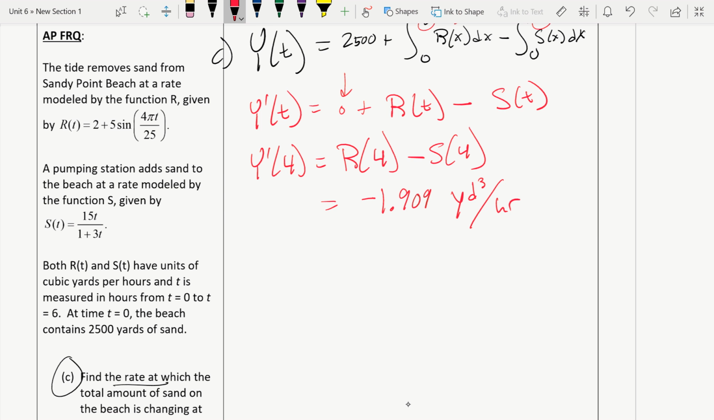You might think to yourself, Mr. Doolin, why did I have to derive the amount? I already knew the rates individually. Why did I have to derive the amount? You don't. You could have just jumped straight to this, and that would totally be fine, if that makes sense to you.